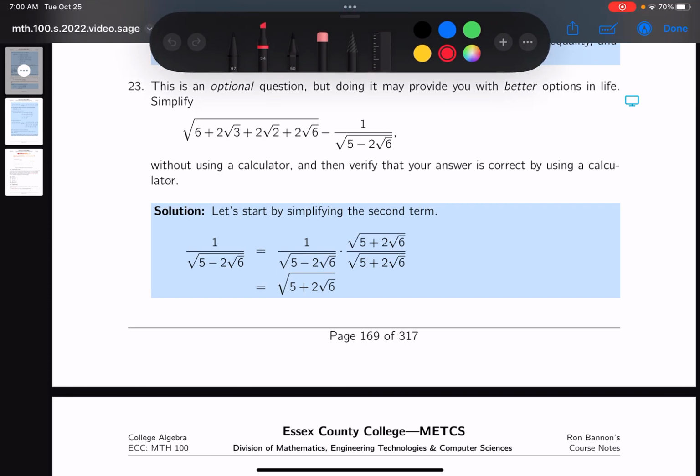Okay, it's an optional question. By taking an option, though, you can have better options in life, all right? So it's a difficult question. They want you to do the arithmetic in the problem without using a calculator. So the deal about this one over here, this is some arithmetic expression, and there will be a number over here.